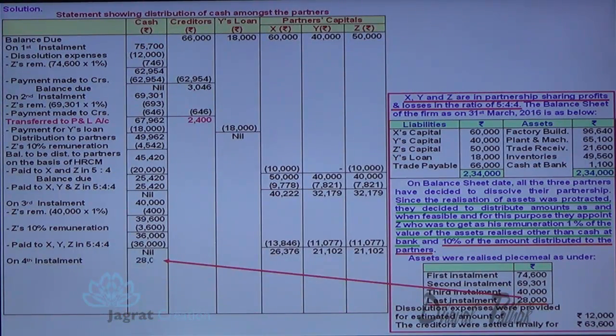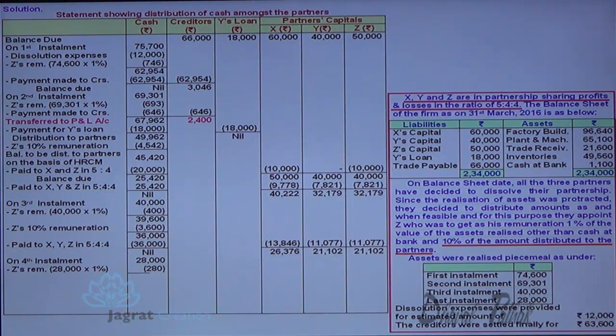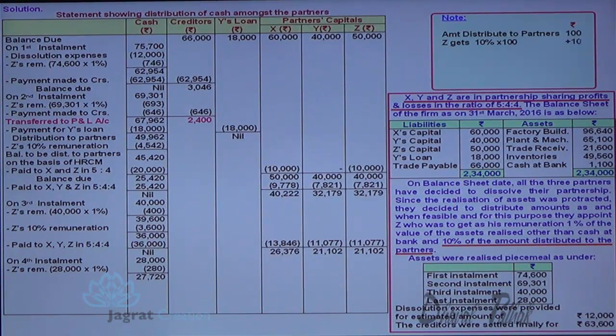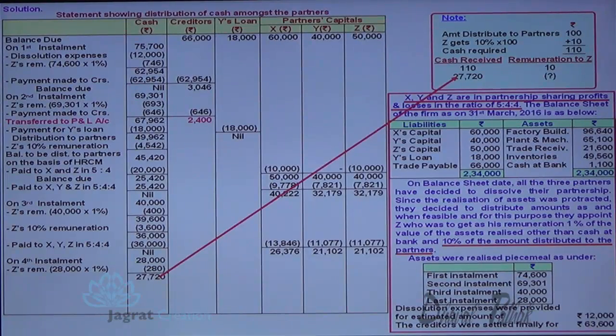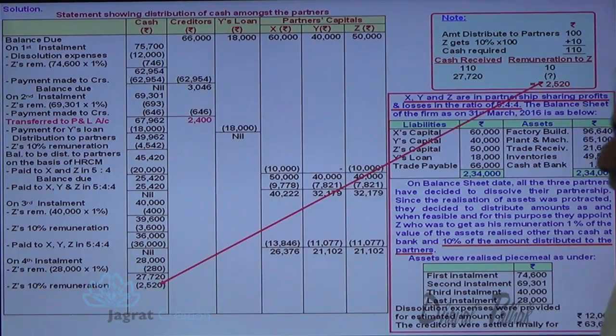Last installment 28,000. 1% of 28,000. Remuneration to Z. This is the amount available for distribution for partners, 27,720. Let me prepare a working note. If the amount distributed to partners is 100, then Z gets 10% of 100, 110 is the cash required. So if cash available 110, then 10 is the remuneration. How much for 27,720? That works out to be 2,520. So that remuneration of Z is deducted.